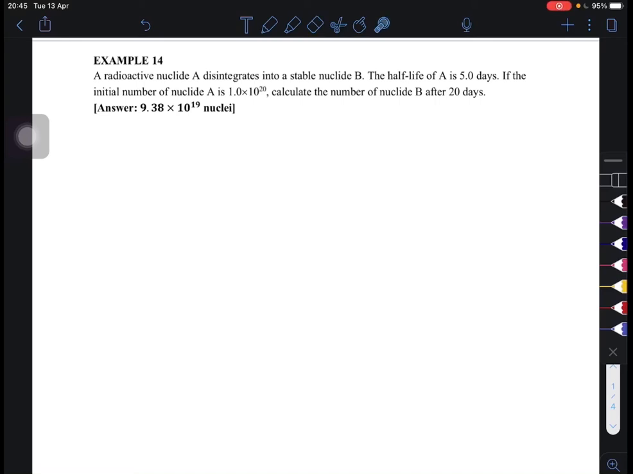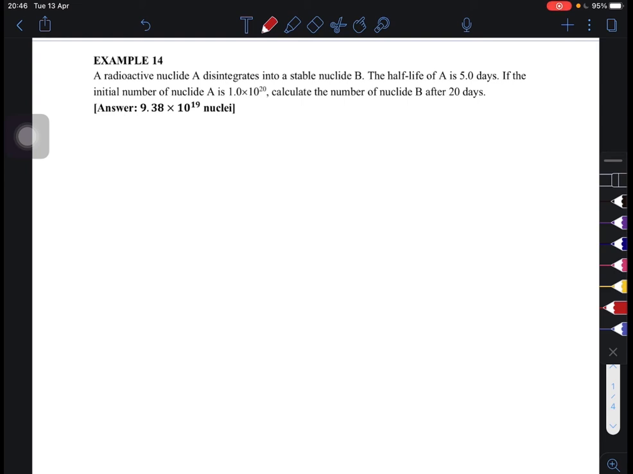Okay, now let's take a look at example 14. A radioactive nuclide A disintegrates into a stable nuclide B. The half-life of A is 5 days. If the initial number of nuclide A is 1 exponent 20, calculate the number of nuclide B after 20 days.